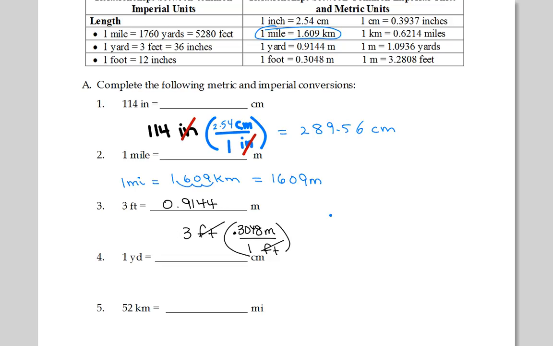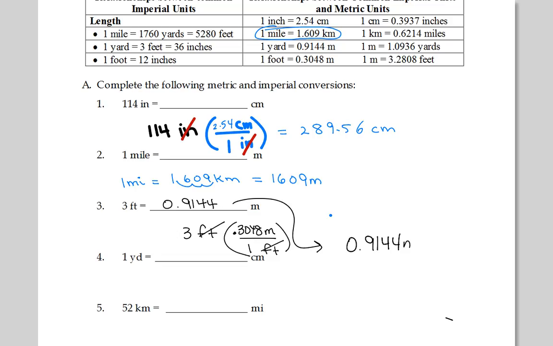Okay, the next one. Number 4. You're going yard to centimeter. So what 2 systems are in play here? Imperial and metric. So go find yard. Do you have any yard to metric? Just 2, right? So you're going to have to do 2 conversions in one. We know that 1 yard is this. So we can continue on.